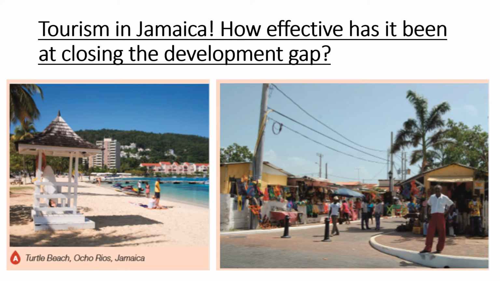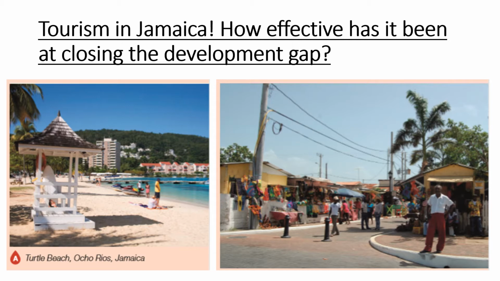And here we are again, Year 11. Okay, last lesson we were looking at closing the development gap, and you looked at 7 strategies out of 8. Today we're looking at the 8th strategy, which is tourism. And tourism is used as a way of developing economies and closing that gap.